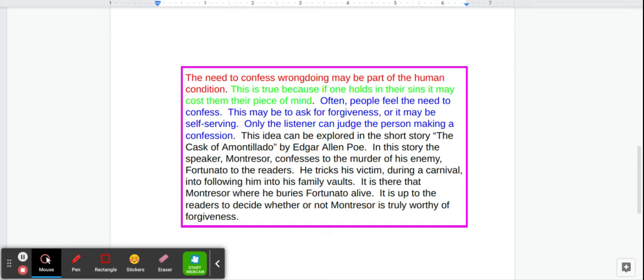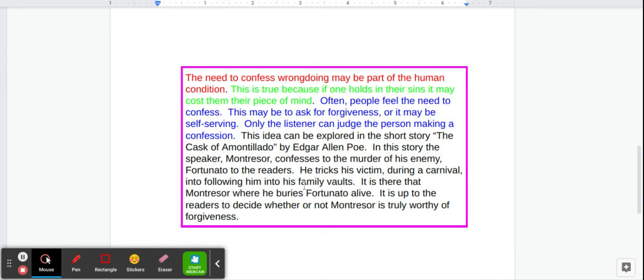Then in black is the material I'm going to explore. This idea can be explored in the short story The Cask of Amontillado by Edgar Allan Poe. Always the title of the piece, whether it's an essay, short story, poem, and the writer. In this story, the speaker, Montresor, confesses to the murder of his enemy Fortunato to the readers. He tricks his victim, during a carnival, into following him into his family vaults. It is there that Montresor buries Fortunato alive.